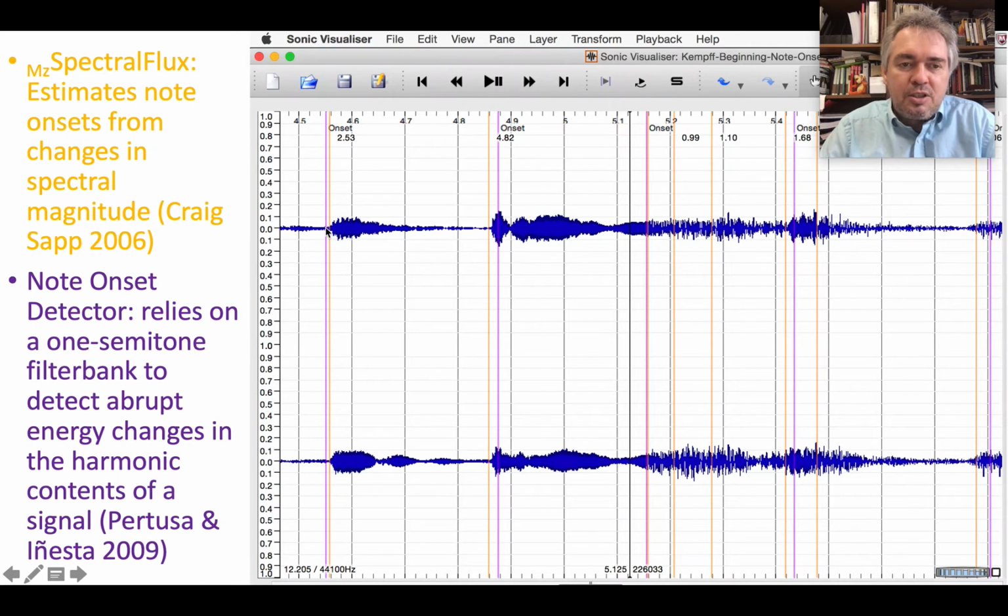And the note onset detector was a little bit early. Now here the note onset detector was late, and the spectral flux Vamp plugin was a little bit early, and so on. So they are not absolutely accurate. Sometimes some of the Vamp plugins don't calculate an onset where there is an onset, and sometimes they do calculate an onset when there is not one. Which means that we actually have to do manual corrections.